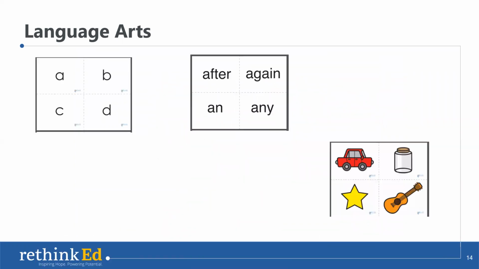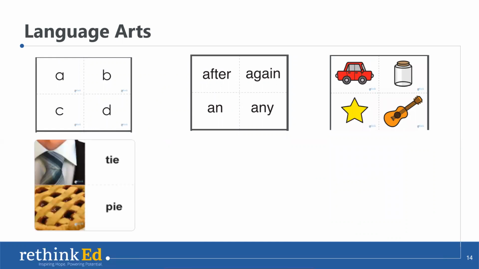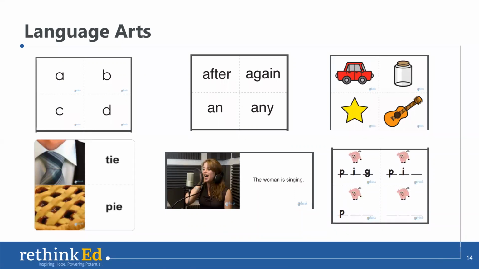As the learner progresses, you'll also find skills like rhyming words, matching words to pictures, pictures to sentences, and writing words. You can use these materials in fun matching games, or even some small group or one-on-one activities.